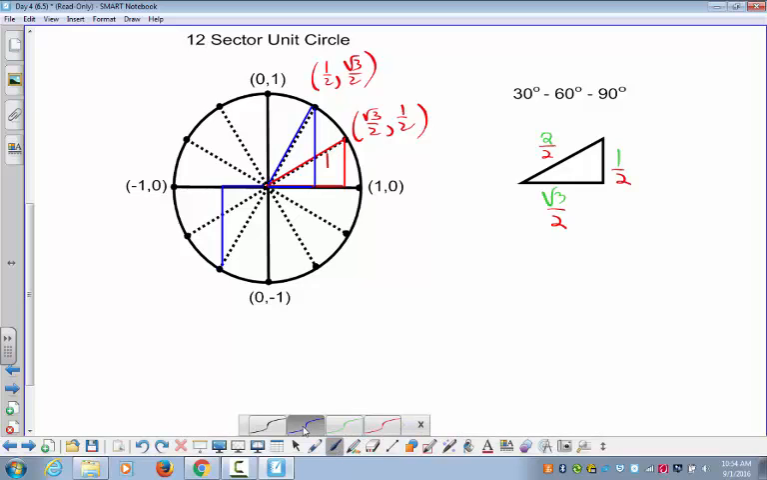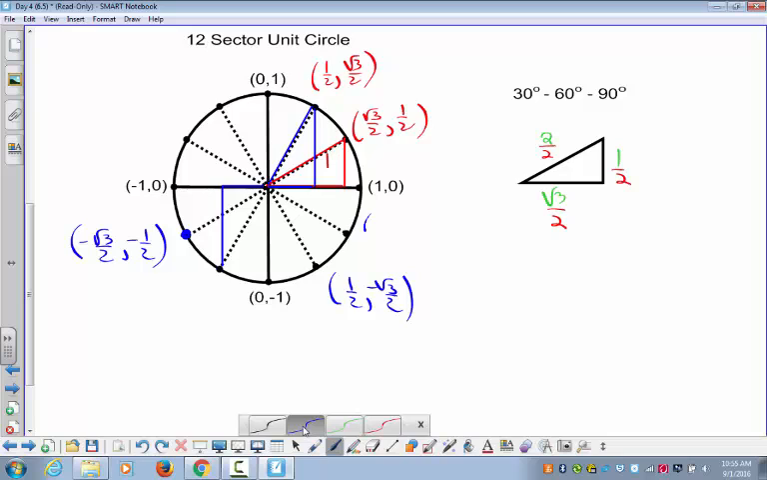So we come over here. What's the x value for this point? Negative root 3 over 2, because the long leg is the x, the short leg is the y. If we come over here, this would be 1/2, minus root 3 over 2, because here the x is short and the y is long. And the y is negative and the x is positive.